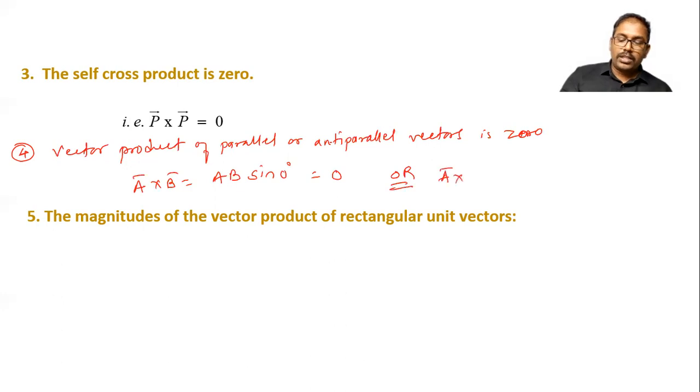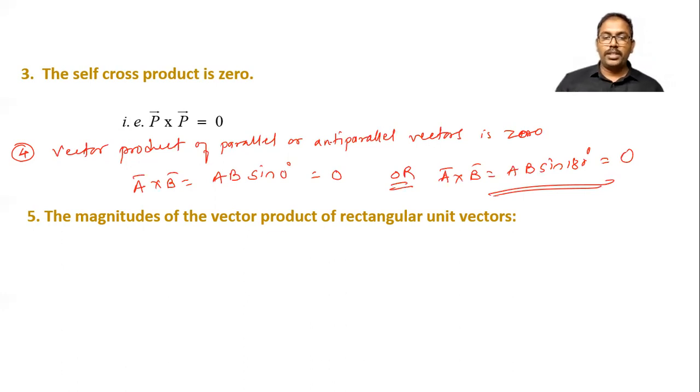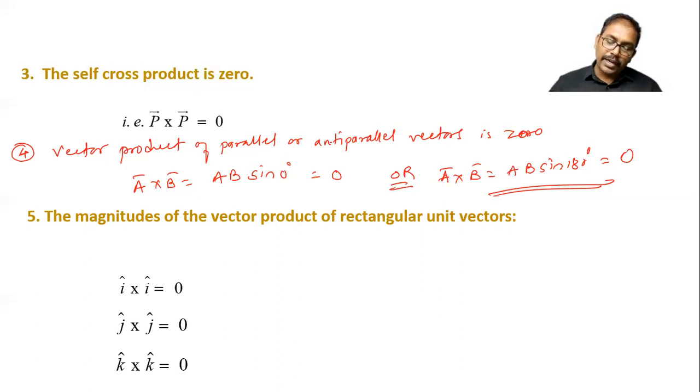So A bar cross B bar is equal to A into B into sine of 180 degrees. It is coming 0. So if the two vectors are parallel or anti-parallel, then the vector product is coming 0. Now next one is the magnitudes of vector product of rectangular unit vectors.